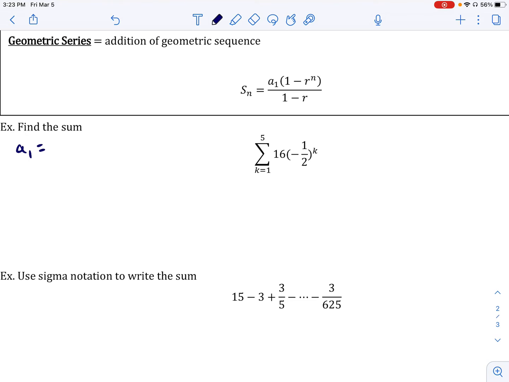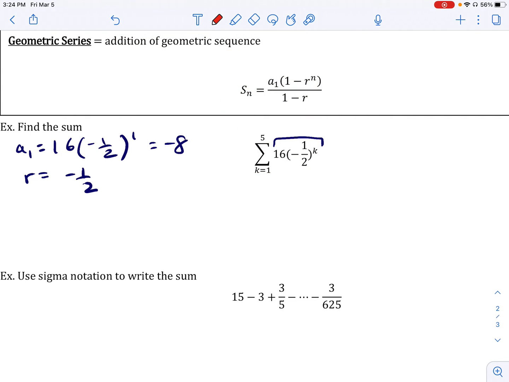A sub 1 is going to be equal to the following. We're going to say 16 times negative 1/2. Again, this is our a sub n, this is our formula for generating the terms in a sequence. So we're going to say 16 times negative 1/2 raised to the first power. And that's just going to give us negative 8. Well, our common ratio is negative 1/2. And so we can go ahead and now find the sum.